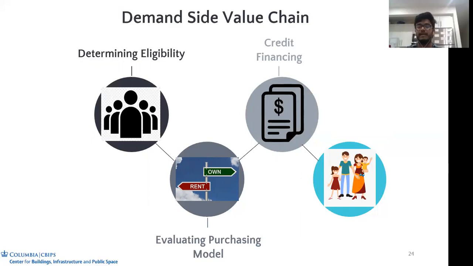We have to see which category of income they lie in, according to the AMI of the area. After that, we'll have to evaluate the purchasing model, so whether the household would like to own the property or rent the property. The final step would be credit financing. Financial institutions and financial instruments need to be established so that these households can take a loan and finance while purchasing or renting a house. After taking these steps, the household would be able to purchase the house.